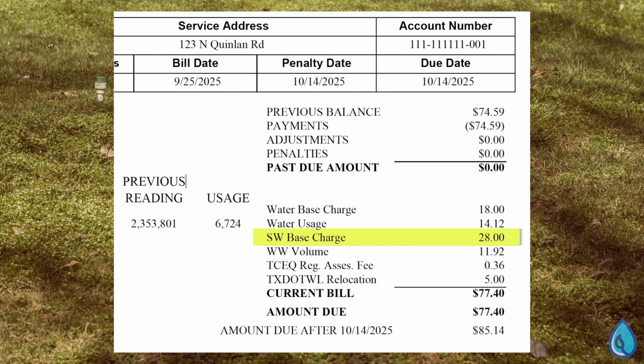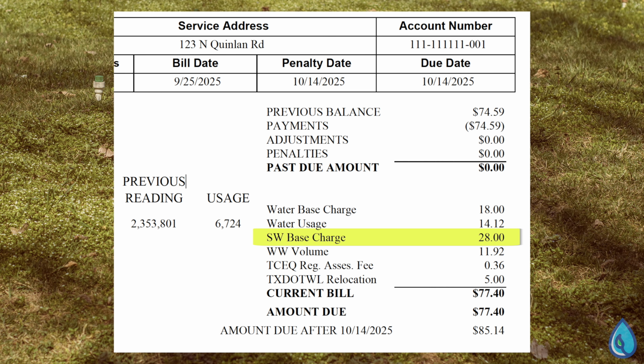Next, you will see a charge listed as SW base charge. This is our sewer base charge. It is a fixed charge based on your service area and does not vary with water usage throughout the year. This is the charge that is designed to pay for the plant to be in operation and ready to receive your wastewater regardless of the amount of volume you produce in your home.